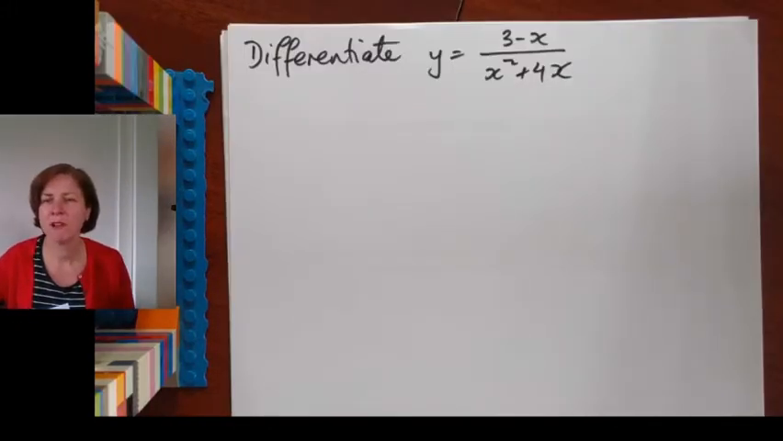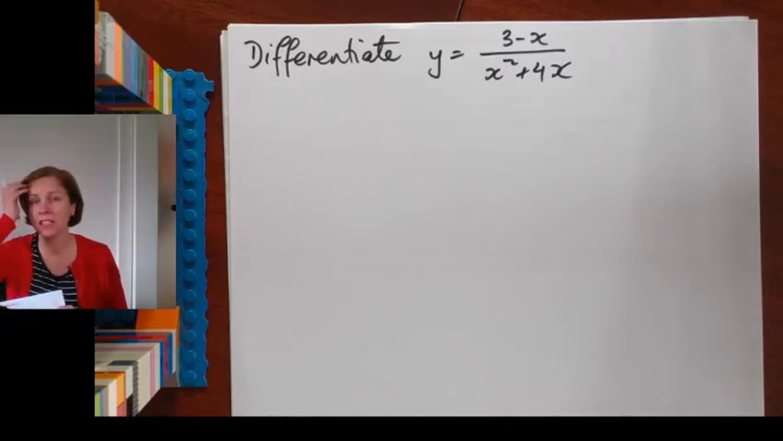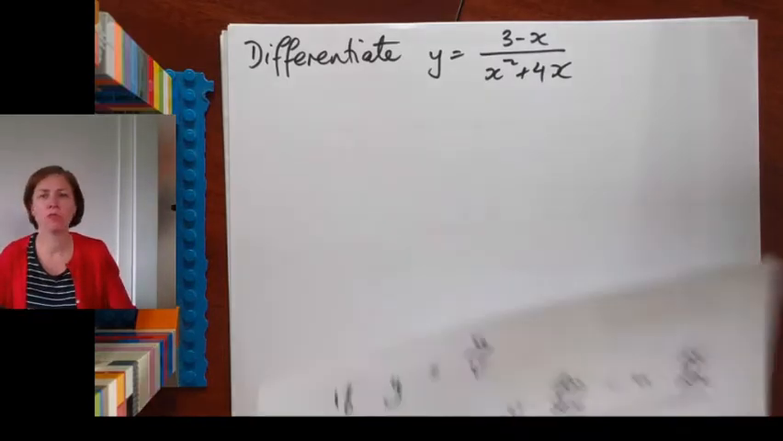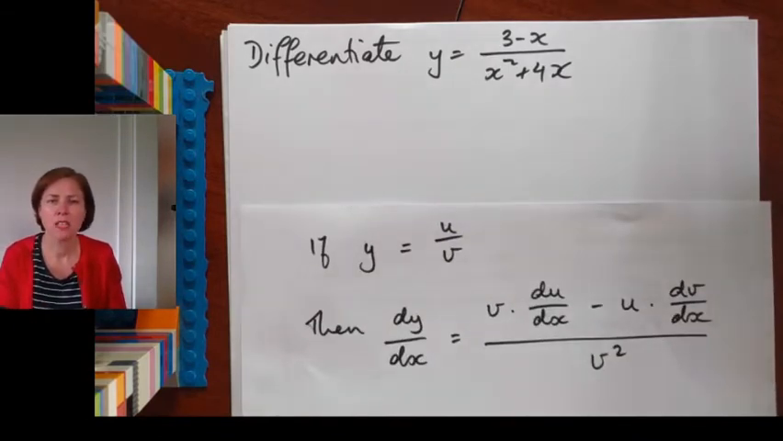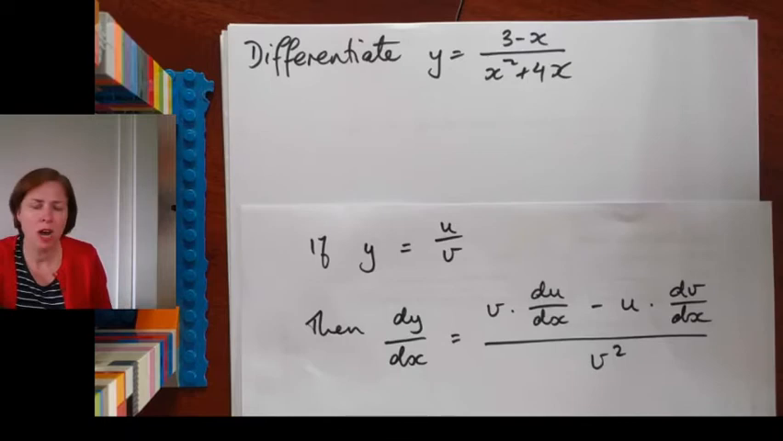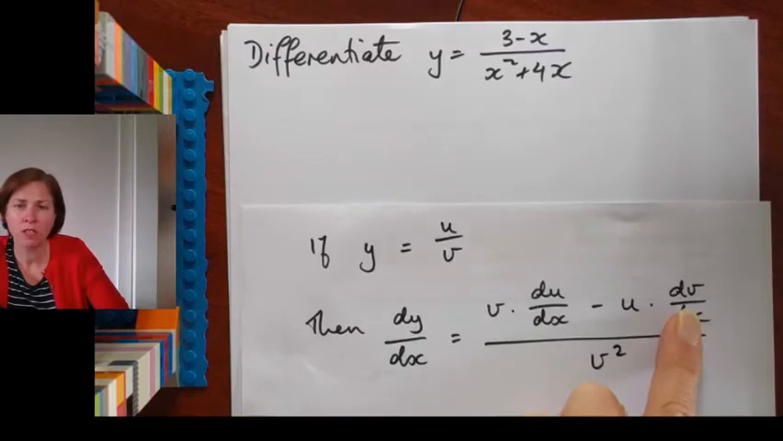So here's my first example. I've got differentiate y equals 3 minus x over x squared plus 4x. I'm going to use the quotient rule in order to differentiate this. So what I'm going to need in my rule is I'm going to need u and v, and I'm going to need the derivatives of u and v.